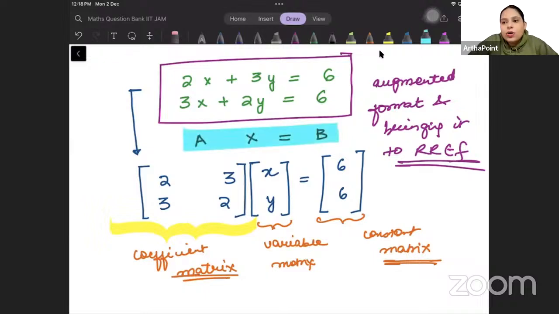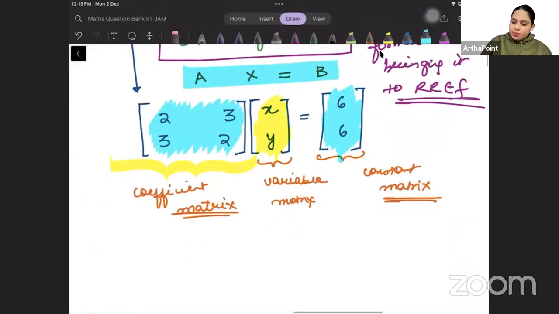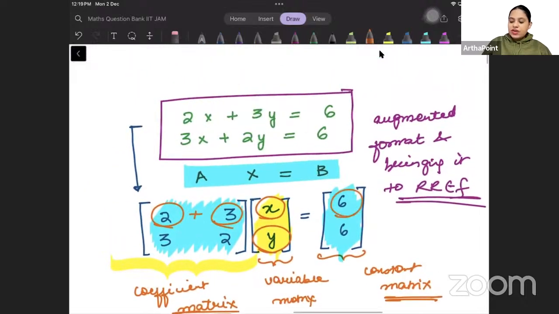AX equal to B. So this is my matrix A, the coefficient matrix. This is the matrix of the variables, matrix X. And this is the matrix of the constants. Right? Try to notice something here, which is important: if I just open this up, I will get this into this plus this into this, equal to this. So I will get the first equation.